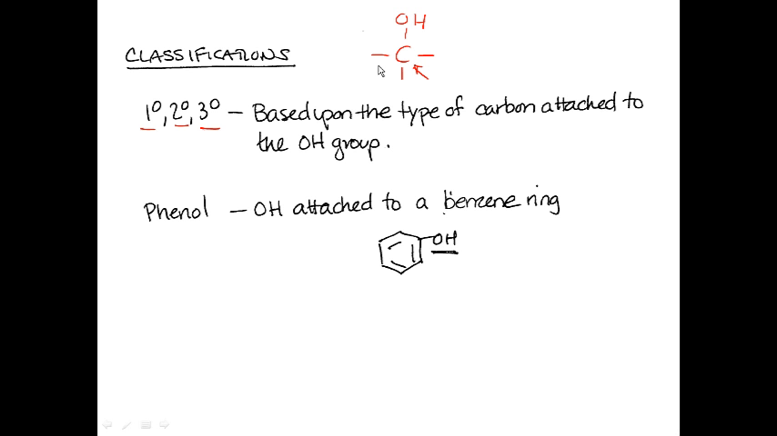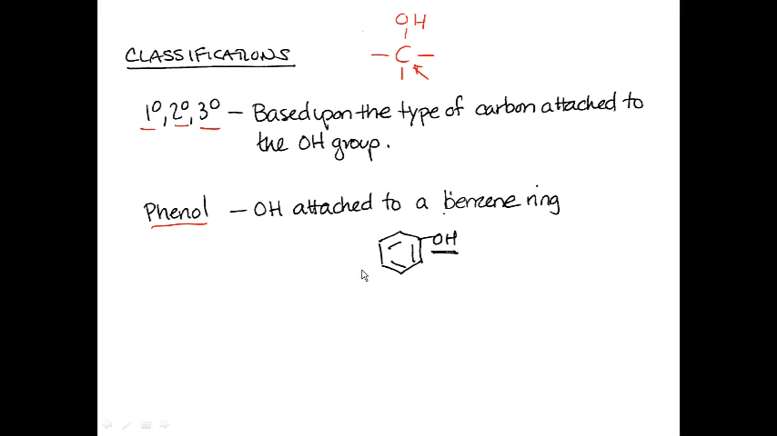Now, when you have an OH group attached to a benzene ring, you have a phenol. And phenols have a little bit different acid properties than a regular alcohol, and we'll talk about those in a few minutes. But phenols we will actually talk about in a lot more detail later on when we talk about the aromatic ring.